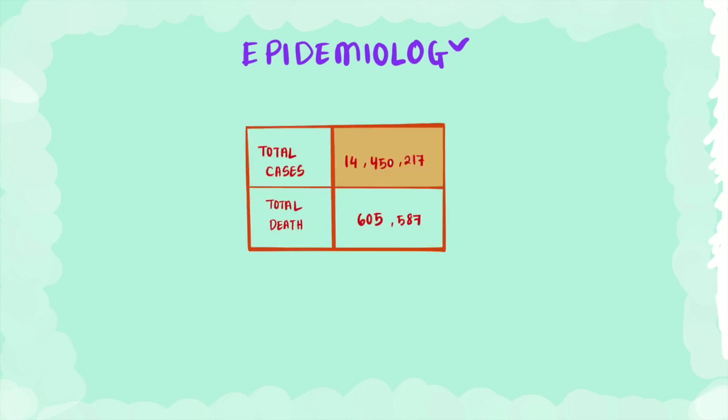So, as we know, coronavirus has been a major health concern since the last 7 months. As of now, 19 July 2020, the worldwide total cases are 14,450,217, while the total death is 605,587. By dividing the total death with the total cases, we get the death rate as 4%. It may seem a little high, however, the death rate is believed to be much lower since there are so many asymptomatic cases which haven't been diagnosed.